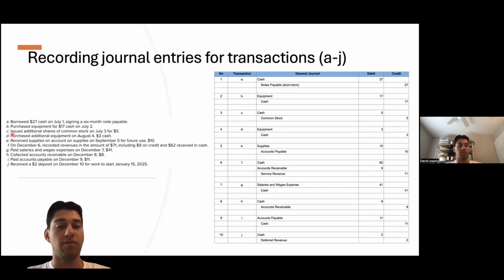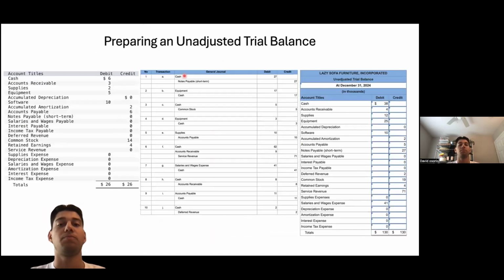And then lastly, for this part, D, we purchase additional equipment on August 4th by paying $3 cash. So the same thing as B, we debit equipment and credit cash. And then after that, we can prepare an unadjusted trial balance. So from the beginning balances that were given in the problem, plus the entries that we just made, we can do the trial balance.